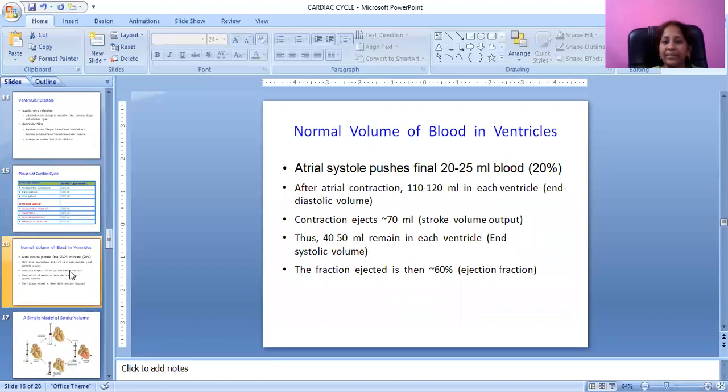Normal volume of blood in ventricles. Atrial systole pushes the final 20 to 25 ml blood. After atrial contraction, 110 to 120 ml in each ventricle, that is end diastolic volume. Contraction ejects about 70 ml, the stroke volume output, thus 40 to 50 ml remains in each ventricle. The fraction ejected is then 60%, the ejection fraction.